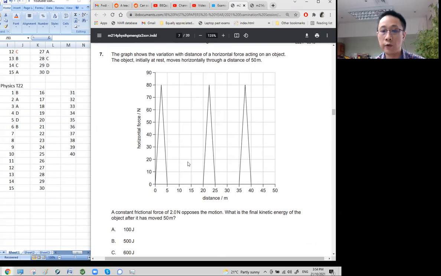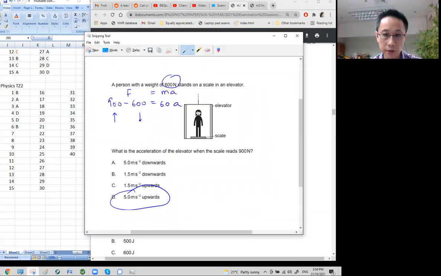But then what you need to recognize first is that the area under these triangles would represent the work done by the horizontal force on the object. That corresponds to the potential gain in kinetic energy of the object. The force is applied. Well, let's get this snipping too.